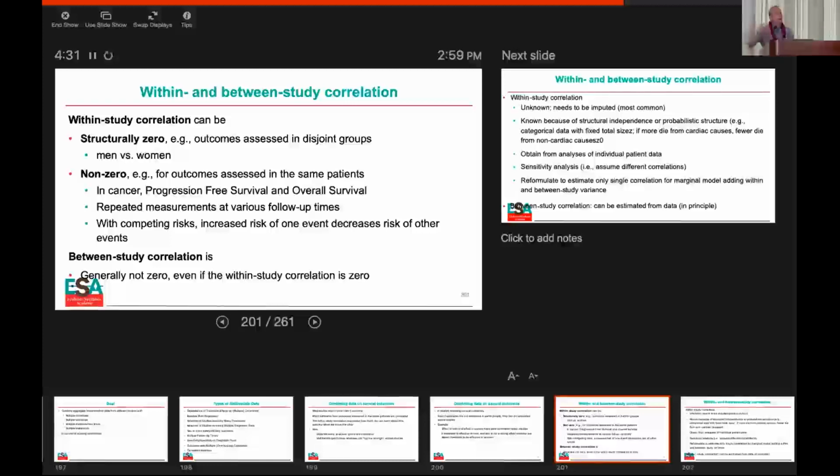Longitudinal data, you have repeated measurements taken over time. So if I measure you at 3 months and 6 months and 12 months, those are going to be correlated. When I have competing risks, increasing the risk of one event will decrease the risk of another event. The correlations between structures, between studies, are generally not zero, even if the within study correlation is zero, because we usually have heterogeneity between studies.